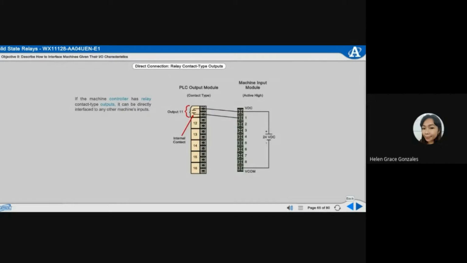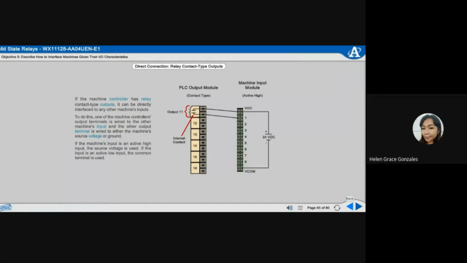If the machine controller has relay contact type outputs, it can be directly interfaced to any other machine's inputs. To do this, one of the machine controller's output terminals is wired to the other machine's input, and the other output terminal is wired to either the machine's source voltage or ground. If the machine's input is an active high input, the source voltage is used. If the input is an active low input, the common terminal is used.